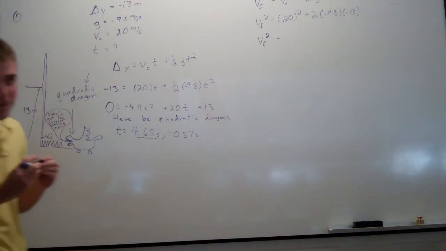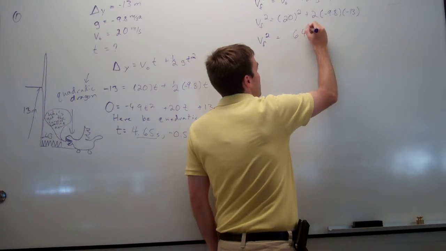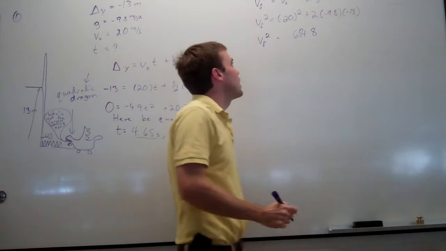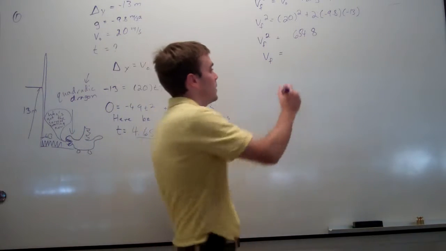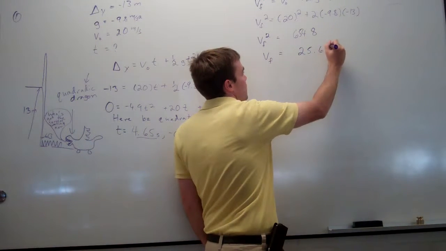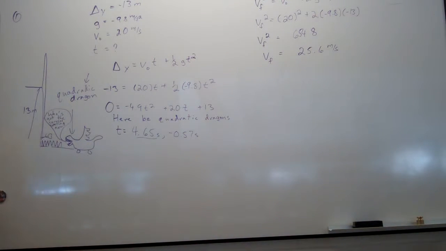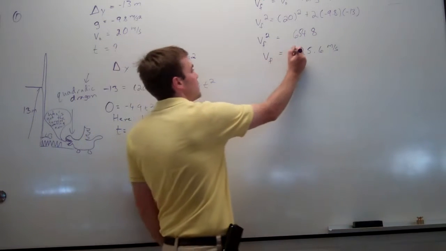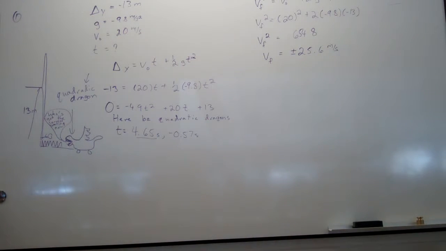Alright, so what's Vf squared equal here? 654.8. Alright, what does Vf equal? 25.6. What needs to be in front of that since we took the square root? Plus or minus. Is it moving down, or is Neil moving down or up at the end before he gets impaled by the spikes and eaten by the dragon? Down. So is it positive or negative 25.6? Negative.